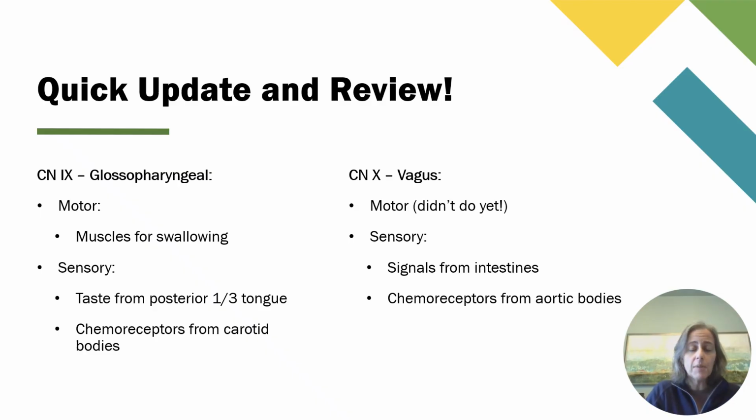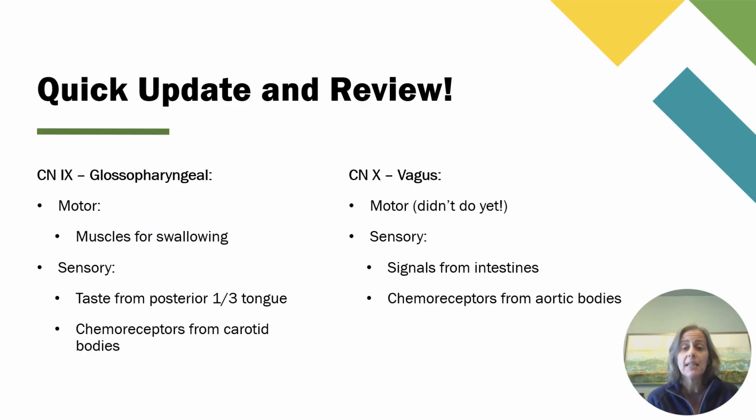Cranial nerve number 9, glossopharyngeal, right? Glosso means tongue, pharynx means throat. So it's a mixed nerve. Its motor function is muscles for swallowing, and its sensory function that we learned about previously is taste from the posterior 1/3 of the tongue. Remember, anterior 1/3 of the tongue is the facial nerve. Took me a minute. And now we're also going to add chemoreceptors from the carotid bodies.